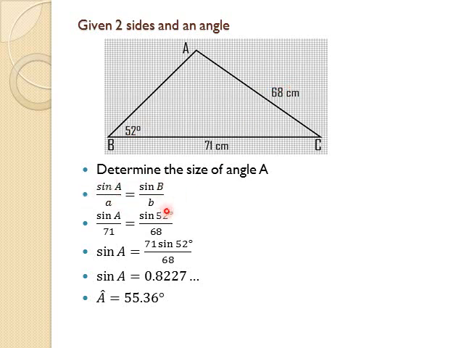There are 4 unknowns there, but 3 of them are given to you. So sine A over 71 equals sine 52 over 68. Get rid of the denominator, so sine A equals 71 times sine 52 divided by 68. So sine A there, if I simplify that, 0,8227 continuing. Now I press shift sine, 0,8227, and the angle A there is 55,36 degrees. So that's given 2 sides and the angle, and we're working out the angle. We can also test it.